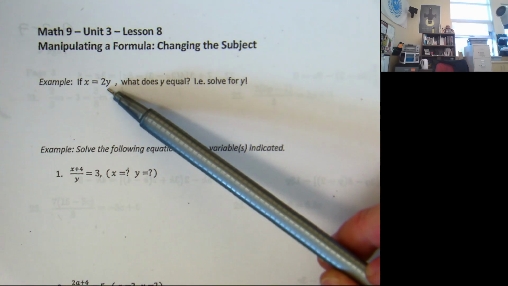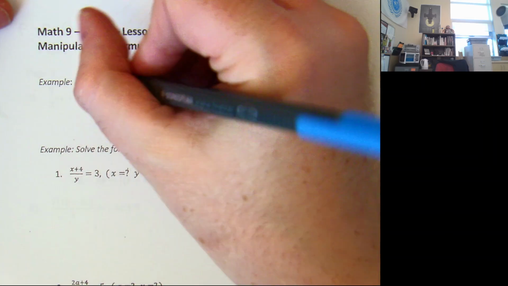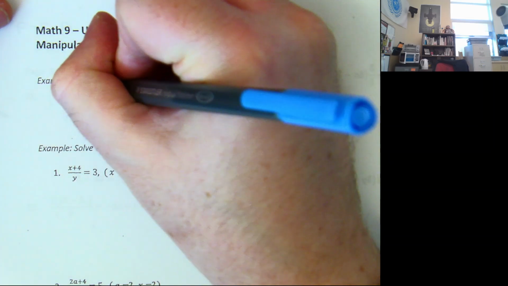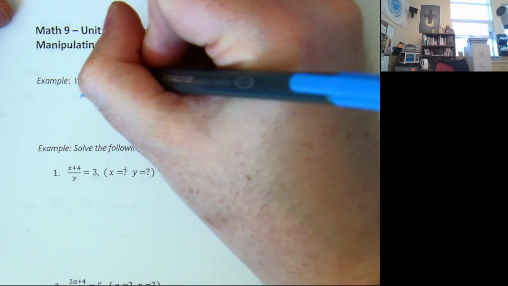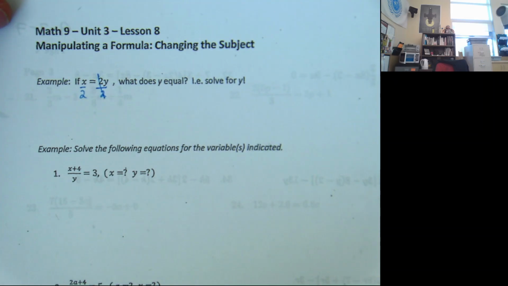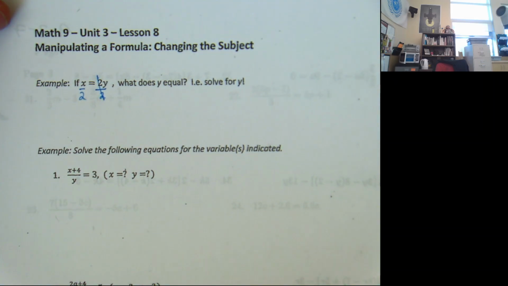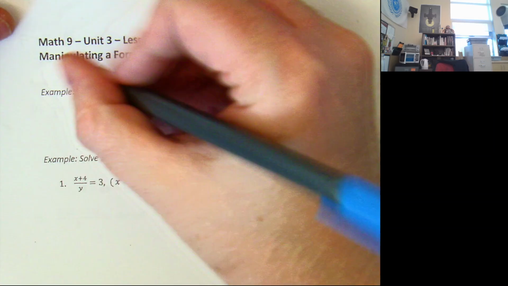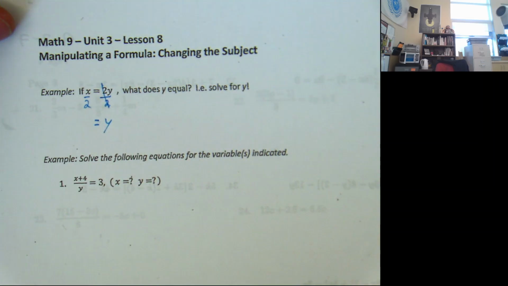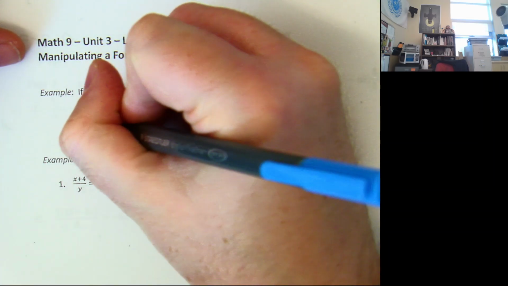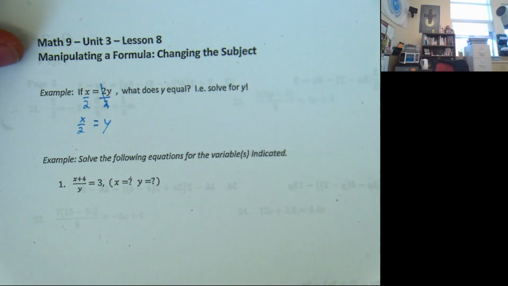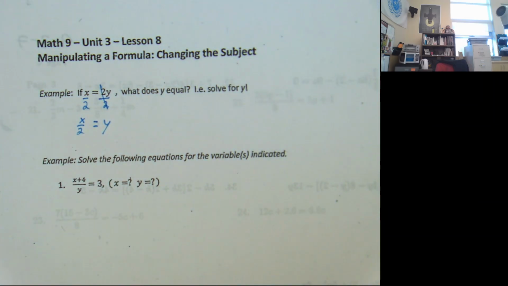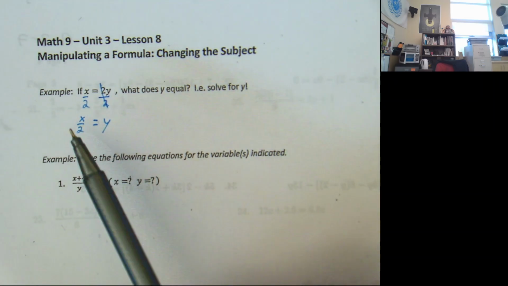Divide by 2. Okay, so let's do that. We're going to divide by 2. On the right-hand side, those 2's cancel, leaving us with just y on the right-hand side. On the left, we've got x over 2. And that's it. We're done. We've isolated this thing for y. We found out what y equals. Y is half of whatever x is.